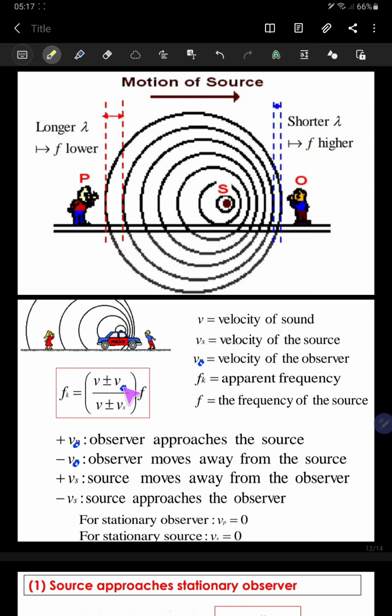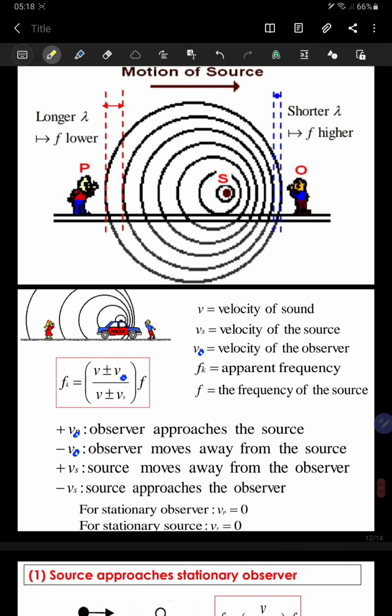So vo is for the observer, and s is the source. It's quite easy for you to remember. OPQRS: O comes first, so we just put O at the upper side, followed by S at the bottom here. Alright, so vs is the velocity of the source, vo is the velocity of the observer, f' is the apparent frequency received by the observer, and f is the frequency of the source. So this is the tip.